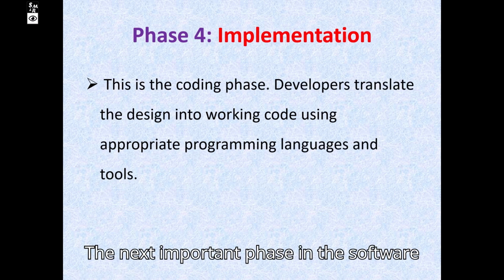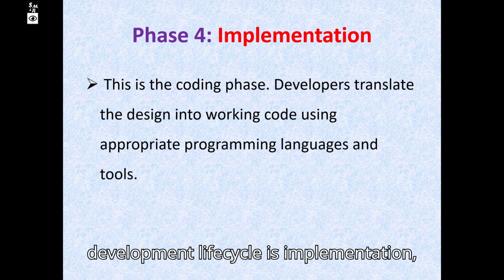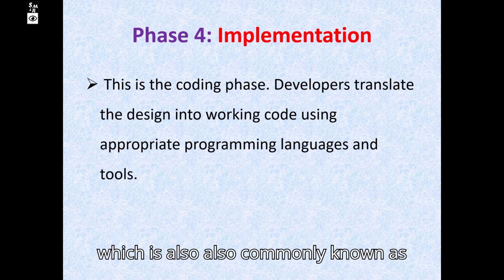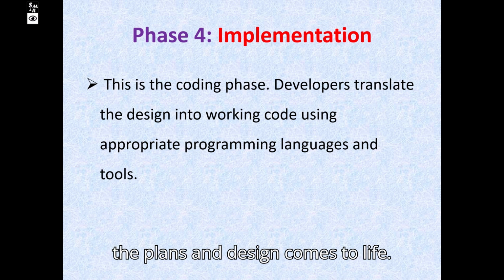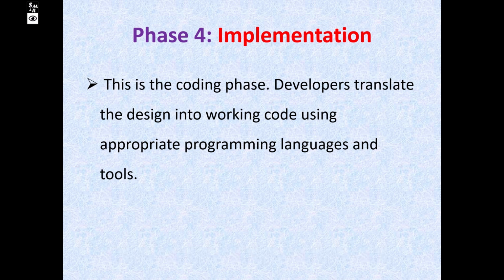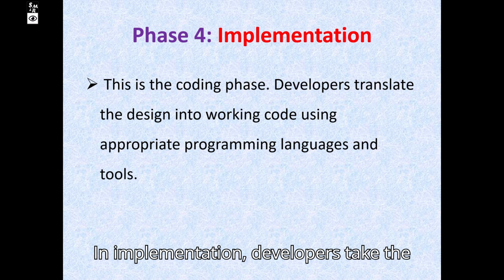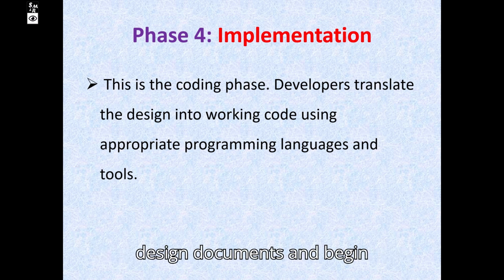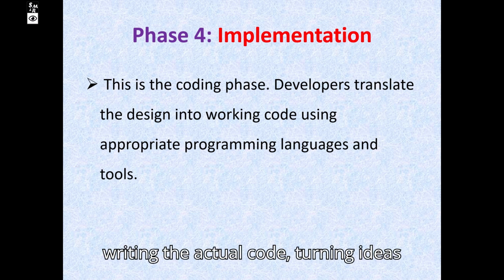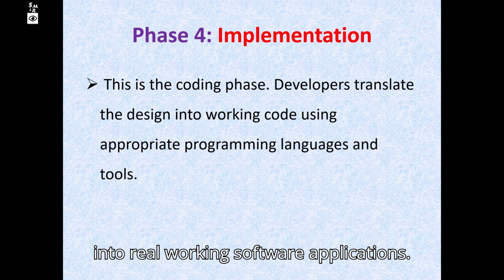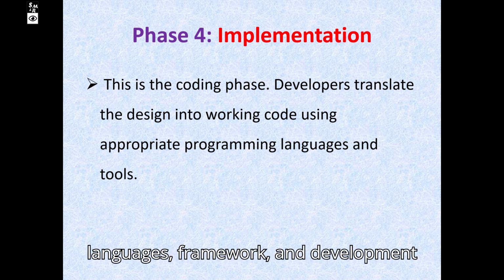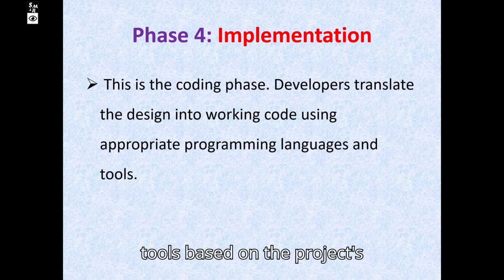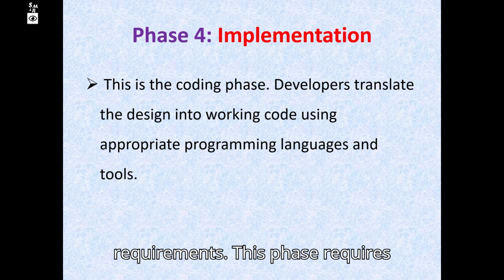The next important phase in the software development lifecycle is implementation, which is also commonly known as coding. This is the phase where the plans and design come to life. In implementation, developers take the design documents and begin writing the actual code, turning ideas into real working software applications. They use appropriate programming languages, frameworks, and development tools based on the project's requirements.